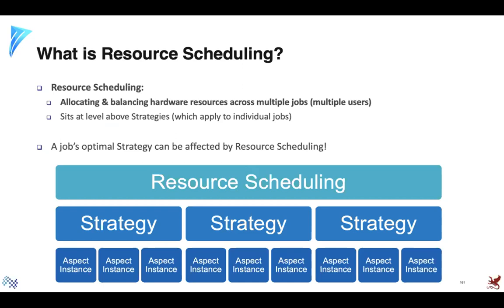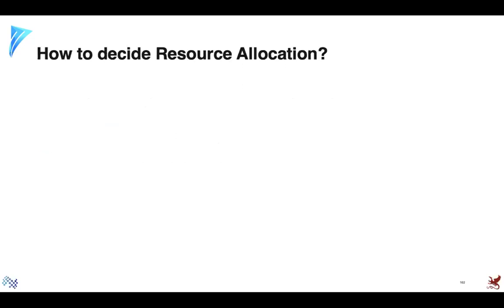So this means that resource scheduling is actually covering a higher level, but a broader set of optimizations. And furthermore, the decisions made by the resource scheduler may actually affect the distributed strategy chosen by each individual job. And the strategy chosen by each individual job may in turn affect the best resource scheduling decisions. So at a high level, how can we decide the resource allocations for a particular machine learning training job?